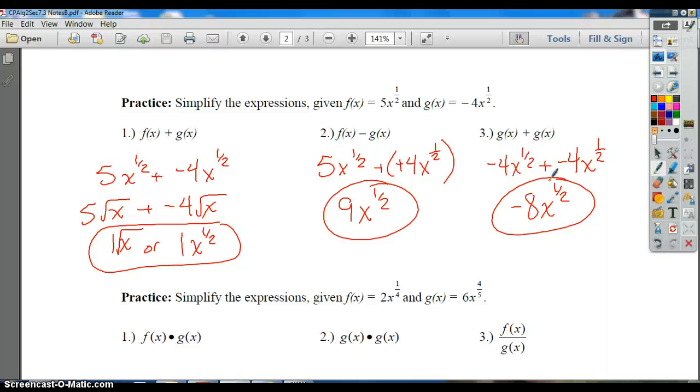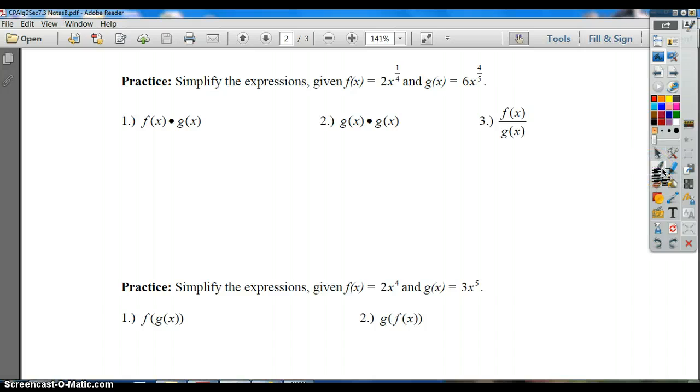Alright? So shift down here. We're starting to get into compositions here. We're going to do f of x times g of x. Do your substitution like normal. Okay? Slow and steady wins the race here. Think about what we have going on when we multiply. We can multiply the numbers out in front. We can do 2 times 6, which would give us 12.